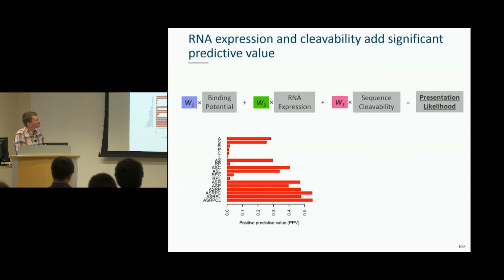P is a protein expression-only model. C is a cleavability-only model. Naturally, you can't do anything very well at all without having affinity in your model. And then down here are all the combinations, like building gradually more complex models.